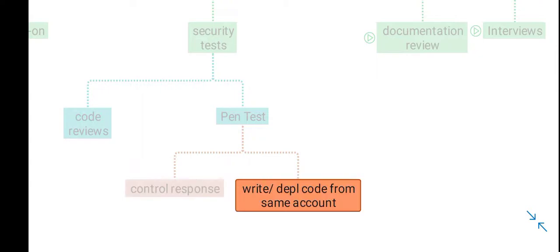For example, if you are trying to write and then deploy the code from the same account, this should be blocked by a security control because it is a violation of separation of duties.